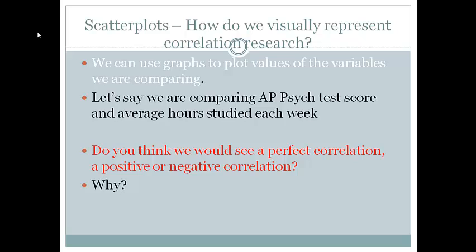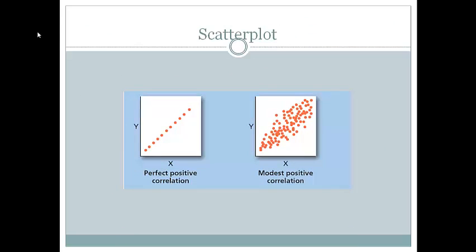For example, let's say we're comparing AP Psych test scores and the average number of hours studied each week. Do you think we would see a perfect correlation? Do you think we would see a positive correlation? Or do you think we'd see a negative correlation? You want to be able to answer that question and explain why you came up with the answer that you did. So let's take a quick look at scatter plots.